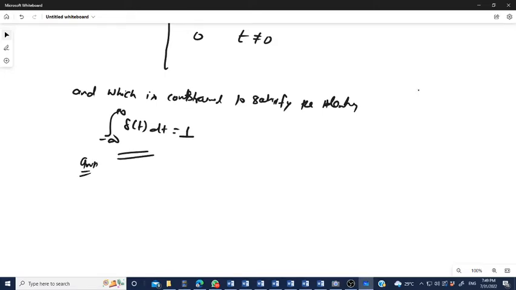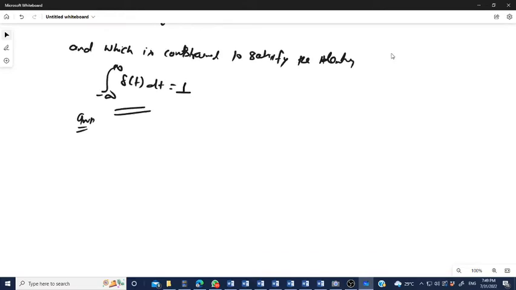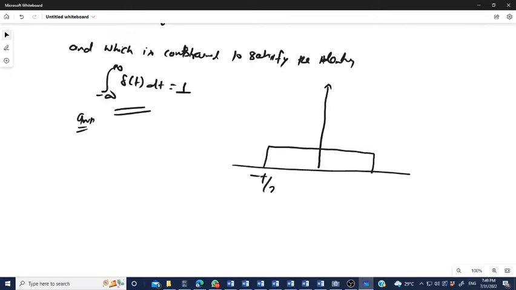What does it mean? We have an area, let's say from minus t by 2 to t by 2, and the magnitude, let's say, 1 by t.